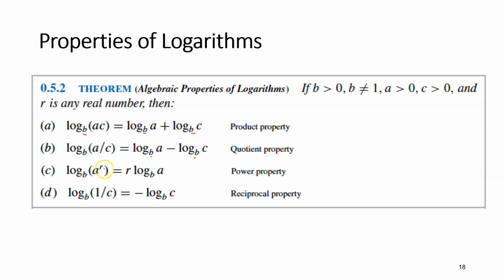Remember, if you have an exponent over here, you can bring it to the front. Bawa dia tulis dekat depan. That's why you have the power property: log of B to the power R, base A. Kalau ada power dekat sini, bawa dia dekat depan. And then you have log of 1 over C. So kalau 1 over, maksudnya ada negatif dekat depan. Negative log C. This is the reciprocal property.